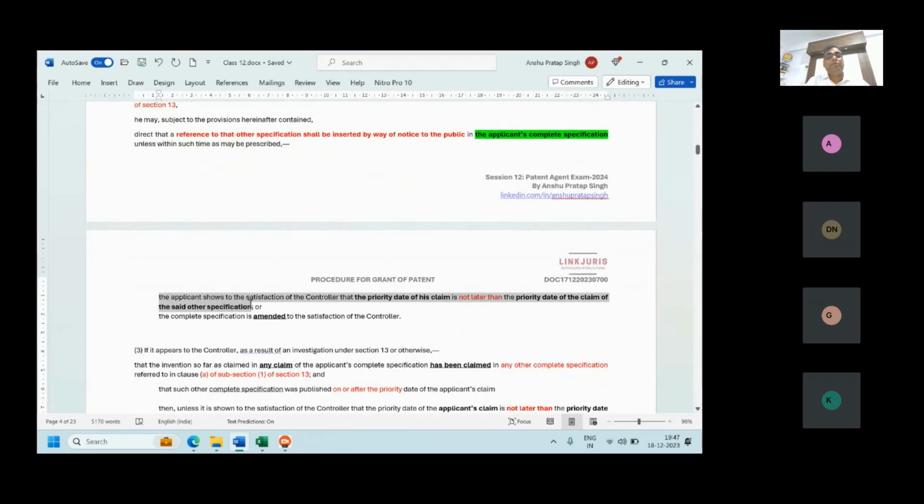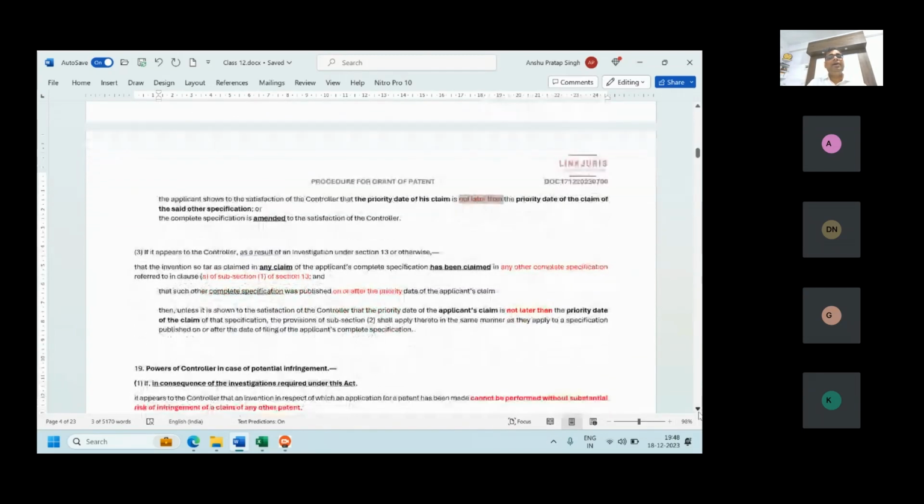The first defense is the same, that you have to say that the priority date of his claim is not later than the priority date of the claim of the said specification. Your priority date is earlier than the priority date which has been claimed, or on the same date. That also is not later than. It is not talking about not earlier, it's talking about not later than that. It can be on or before the priority date which has been cited. If you can prove that, that is a defense. Or you can amend, that is you can include the reference as required by the controller.